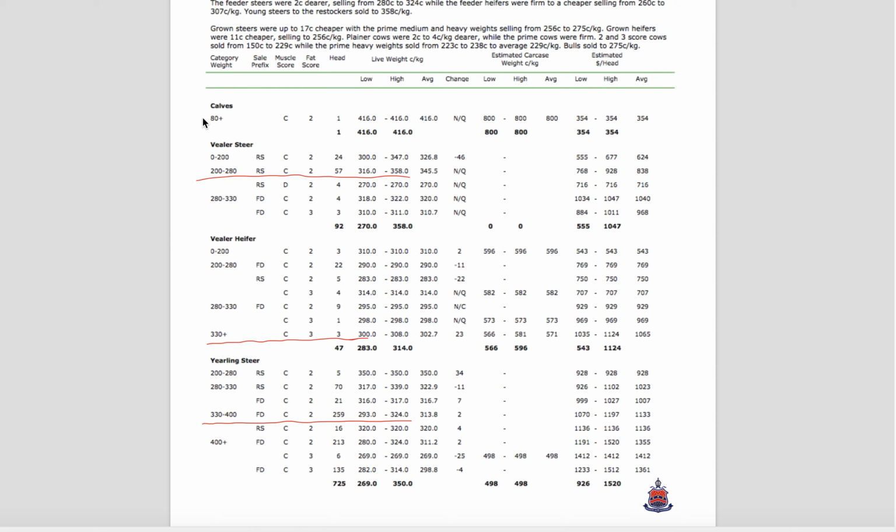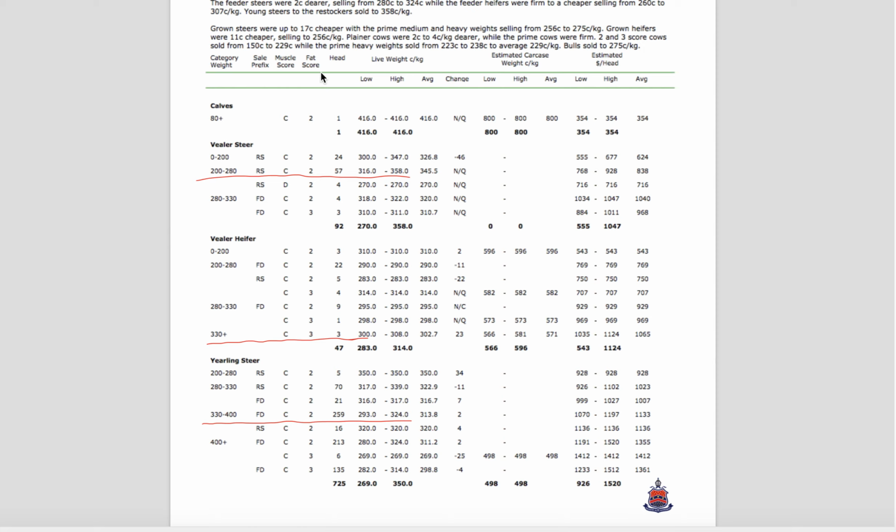This is just a number of cattle such as veal steers. So veal means up to 1 year old, a veal calf. So we've got veal steer, veal heifer, so male, female, and then a yearling steer, so a bit older. You can see the first thing here is the weight range, so 0 to 200, 200 to 280, etc. The next one is the type of cattle, so restocker or feedlot. The next one is muscle score. They've all got a muscle score of basically C or D, which is good, and a fat score of basically 2 or 3 here.